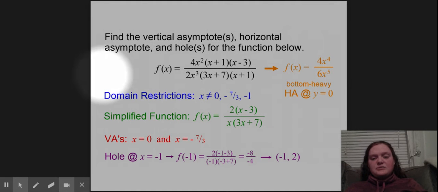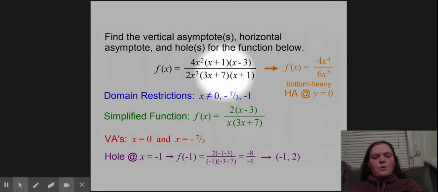Okay. Next up is identify your domain restrictions, because those are the places where you could have holes or vertical asymptotes. The domain restrictions here, since there are 3 factors in the denominator, there are 3 domain restrictions. From 2x cubed, I get x cannot equal 0. From 3x plus 7, I get x cannot equal negative 7/3. And from x plus 1, I get x cannot equal negative 1.